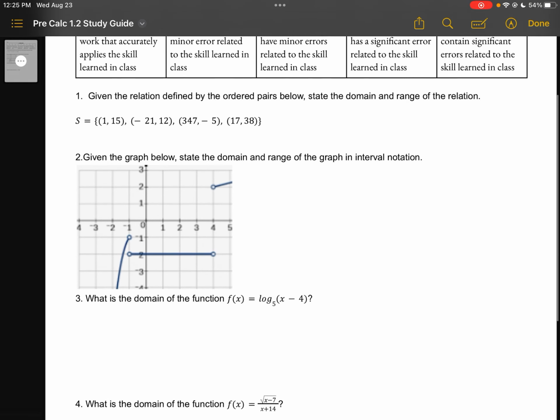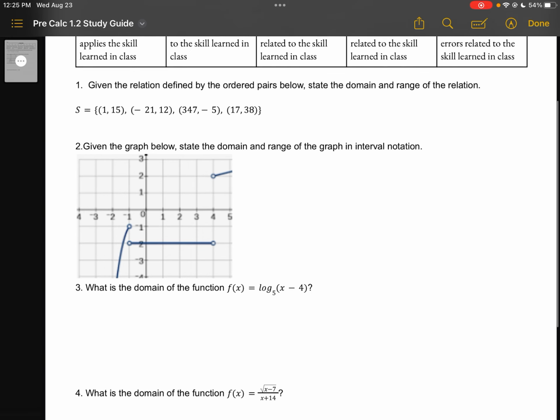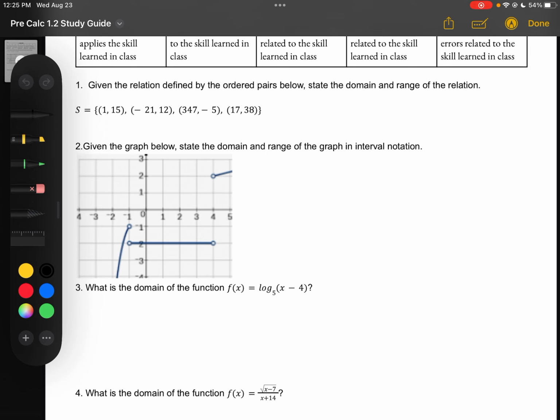All right, so starting off, we have to understand what we are dealing with here. We are given 4 different points, so we have a finite function. So our domain is going to be a list of our x values. So start off with our smallest and work our way up from there. And our range is going to be a list of our y values. Again, start from our smallest and work our way up from there.